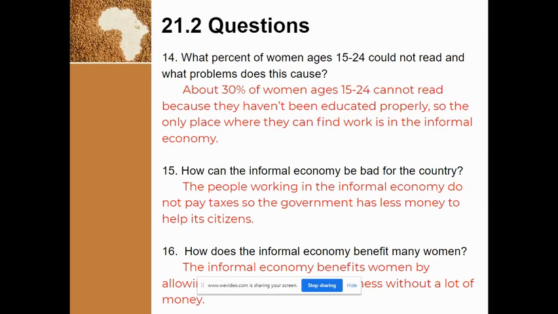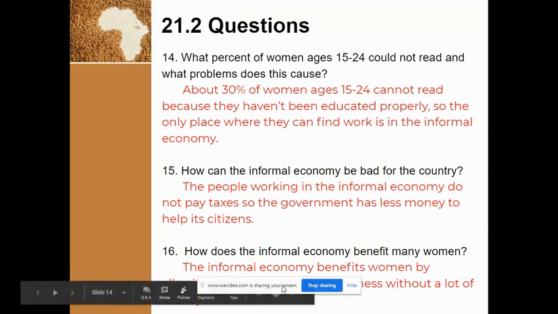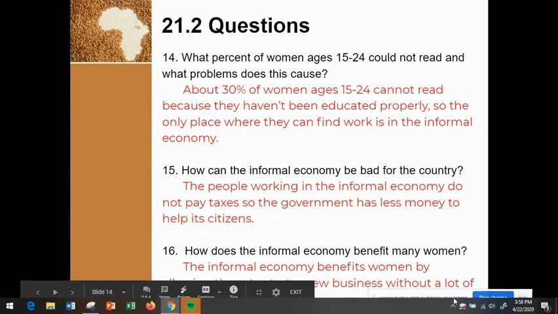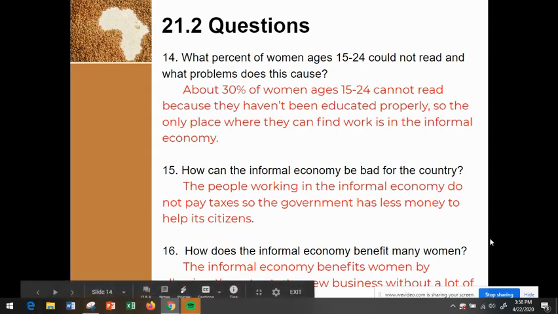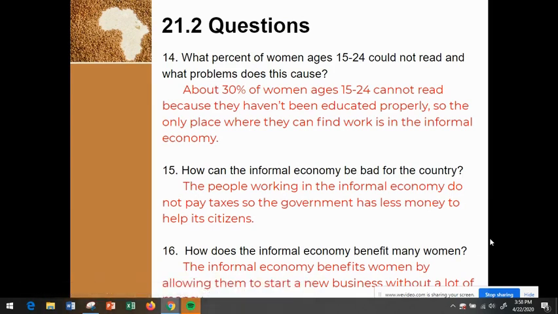Number 15, how can the informal economy be bad for the country? The people working in the informal economy do not pay taxes, so the government has less money to help its citizens. 16, how does the informal economy benefit many women? The informal economy benefits women by allowing them to start a new business without having a lot of money.